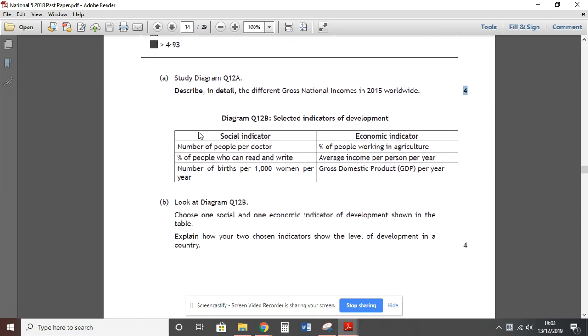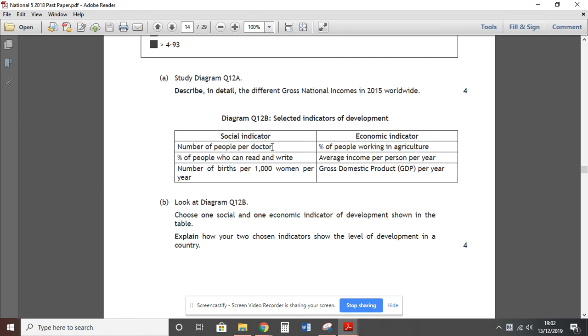So what do we have here? We've got a table that tells us social indicators and economic indicators. And it gives us 3 examples of social indicators and 3 of economic. Okay. Question says, choose one social and one economic indicator of development shown in the table. Explain how your chosen indicator shows the level of development in the country. So you've got to do one of each. So if I just pick number of people per doctor, how does that show us the level of development?